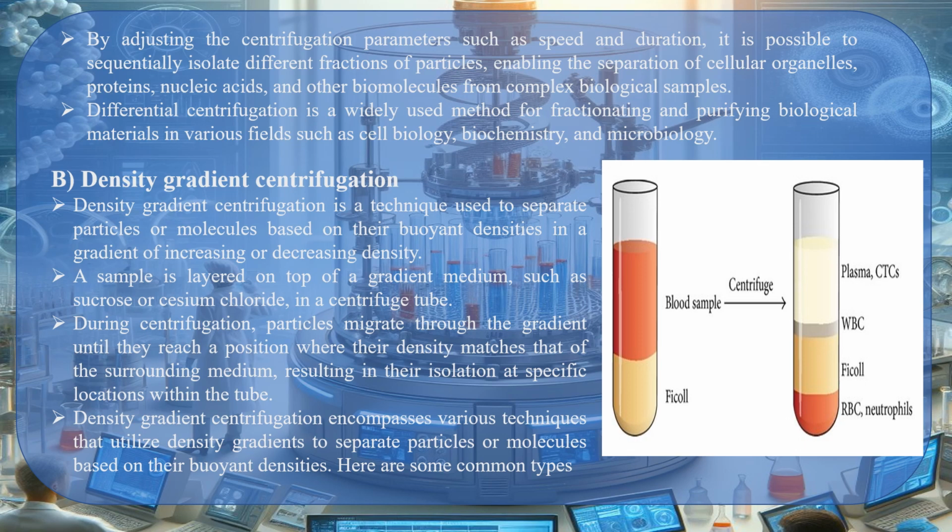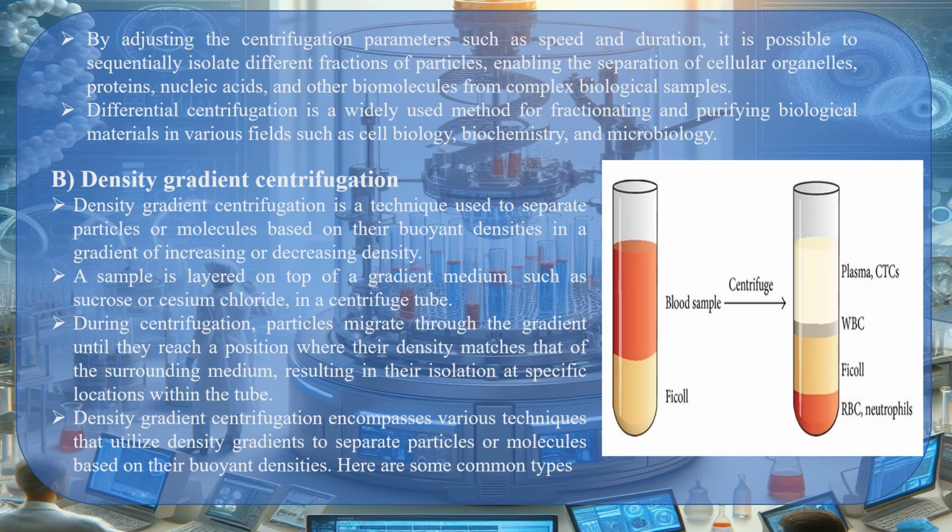Density next is density gradient centrifugation. Density gradient centrifugation is a technique used to separate particles or molecules based on their buoyant density in the gradient, with a necessary increase or decrease in densities. A sample is layered on the top of the gradient medium, such as sucrose or cesium chloride, in a centrifuge tube. During centrifugation, the particles migrate through the gradient until they reach a position where their density matches that of the surrounding medium, resulting in their isolation at specific locations within the tube.